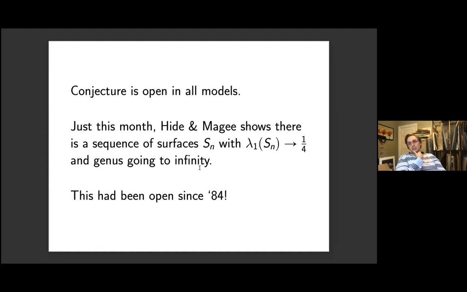And just finding a single sequence like this had been open since '84, and it was only resolved this summer. So it gives you an idea that this conjecture is very hard. So the conjecture is still open in all models, but at least we know there's some high genus surfaces with lambda 1 going to a quarter. And I should say that Hill and McGill did resolve a version of this conjecture, but for non-compact surfaces. But I'm not going to talk about that too much because I'm really focusing in this talk on compact surfaces.